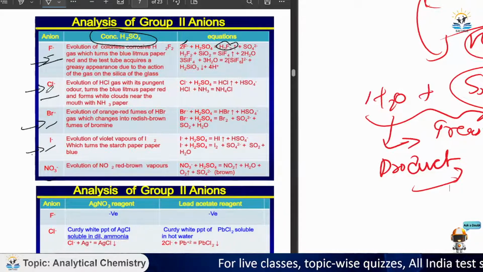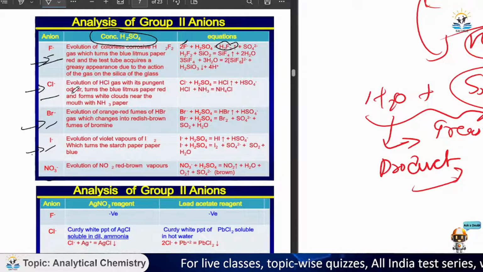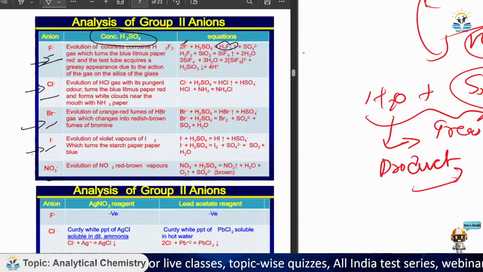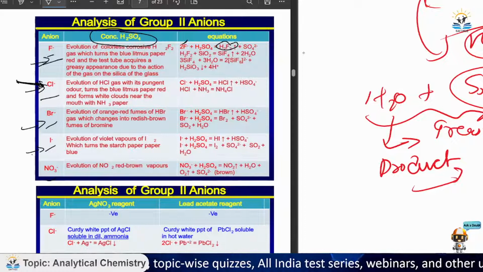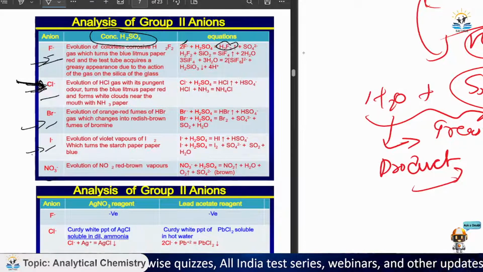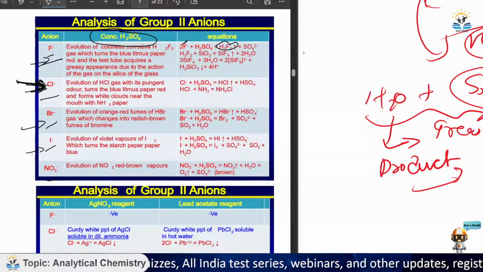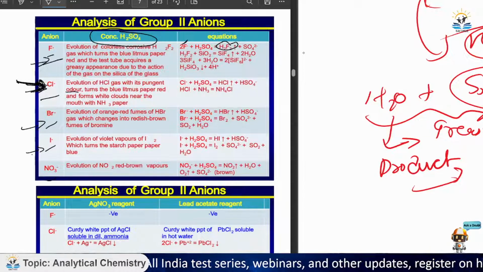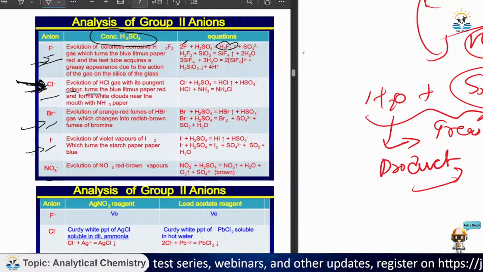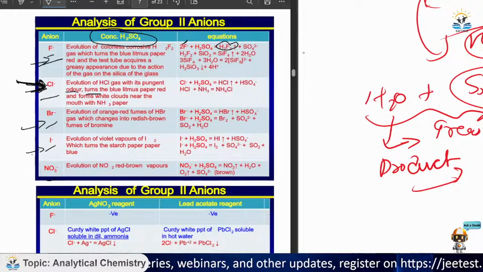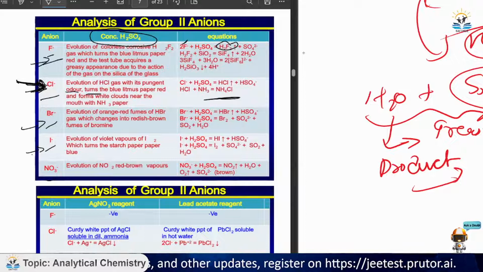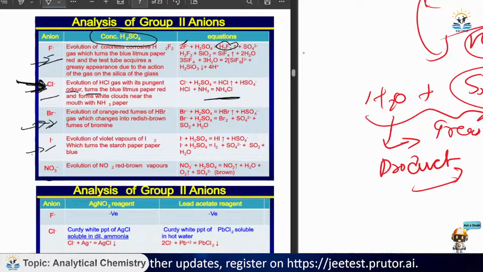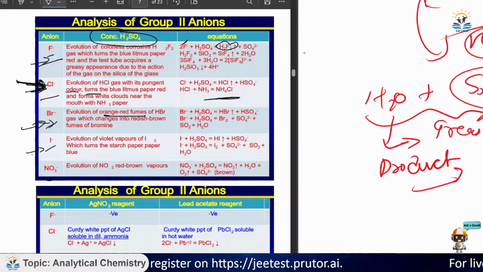Now, for chlorine, evolution of HCl, as you all know, and you all have made an idea about that. We can check by the HCl gas. Evolution of HCl gas with its pungent odor turns the blue litmus paper red. We have many properties of HCl gas, so we can check that. Now, coming to bromine, evolution of orange red fumes of HBr.